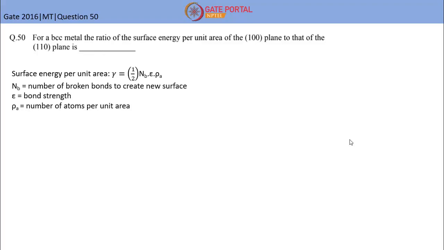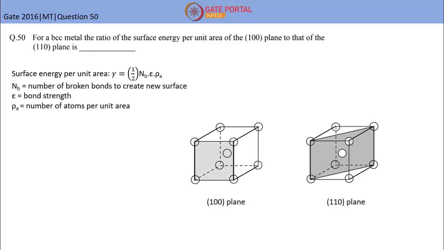So the surface energy per unit area gamma is given by half of Nb into epsilon into rho A, where Nb denotes the number of broken bonds to create the new surface, epsilon is the bond strength, and rho A is the number of atoms per unit area. So if we consider the BCC crystal, here you can see I have shown you the 100 plane and the 110 plane.